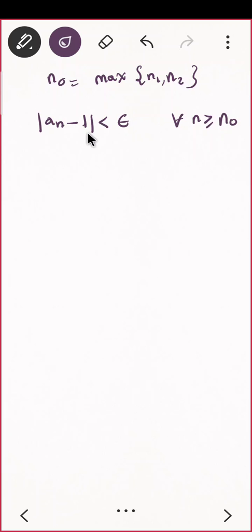Yes. Can I solve it a little bit? Do you know the property of mod? How can I break this mod?